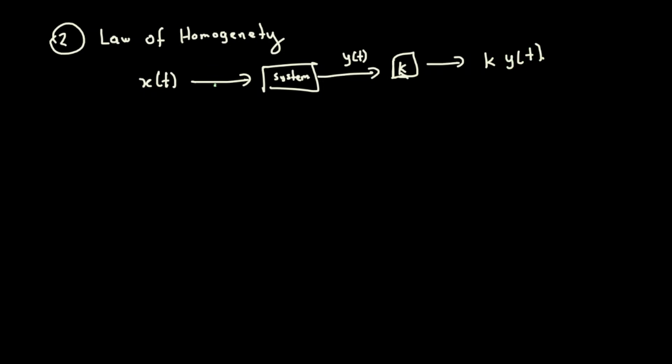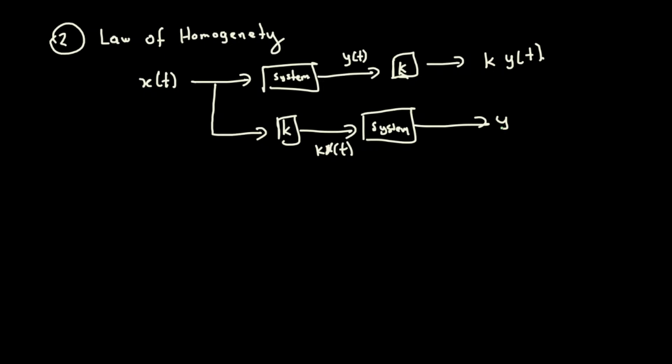Okay, so when you do the same thing for the x of t, now you multiply the input by a constant and you get kx of t, and it goes through the system, and the new output is y prime of t. This y prime of t may or may not be equal to ky of t. If it's equal, it satisfies the law of homogeneity. If it's not equal, it is not satisfying it, and therefore this is not a linear system. So there are two possibilities.